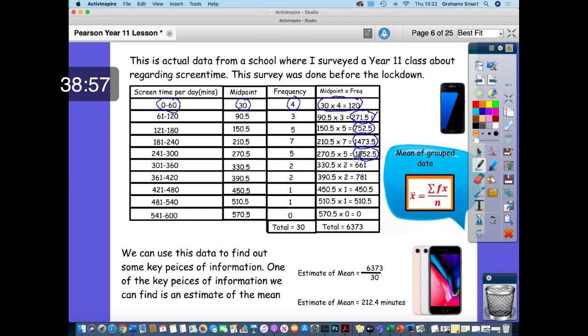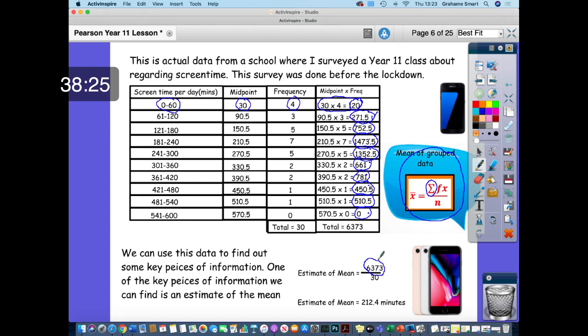what do we do with these values? Well, if you've forgotten, if you haven't done estimate for a mean for a while, which some of you won't have done, okay, here on the right hand side, a little bit to help you. Sum of fx, that's basically that symbol there, that sigma means sum of fx, and that means we add all of these values together. 120, add 271.5, add 752.5. Adding all these values together, okay, I get 6,373. So that's that bit dealt with.